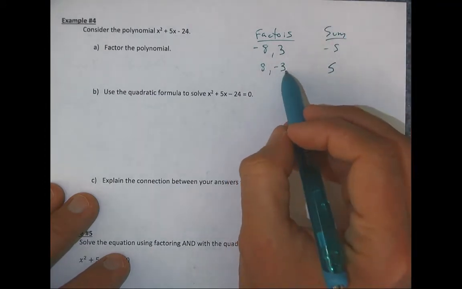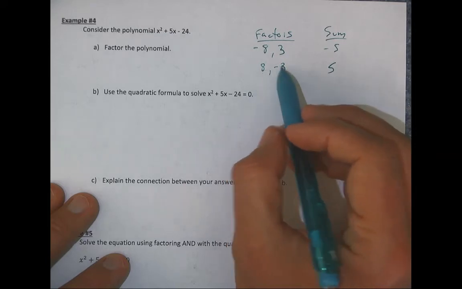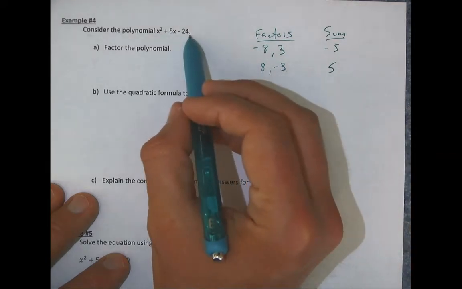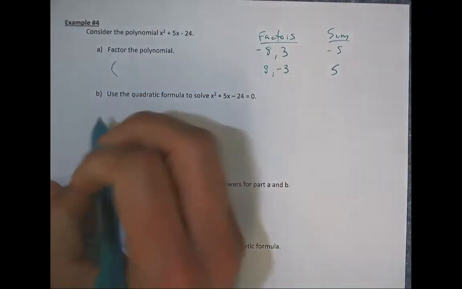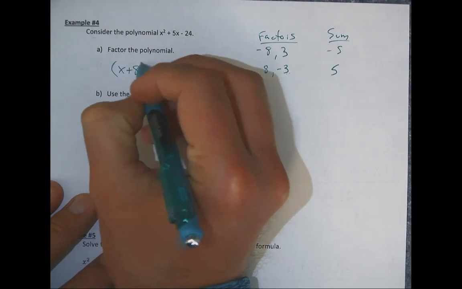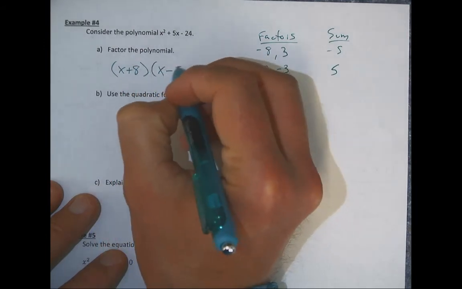So this is my answer right here. +8, -3. Multiply them together, I get -24. Add them together, I get +5. So my factored form here is going to be x plus 8 and x minus 3.